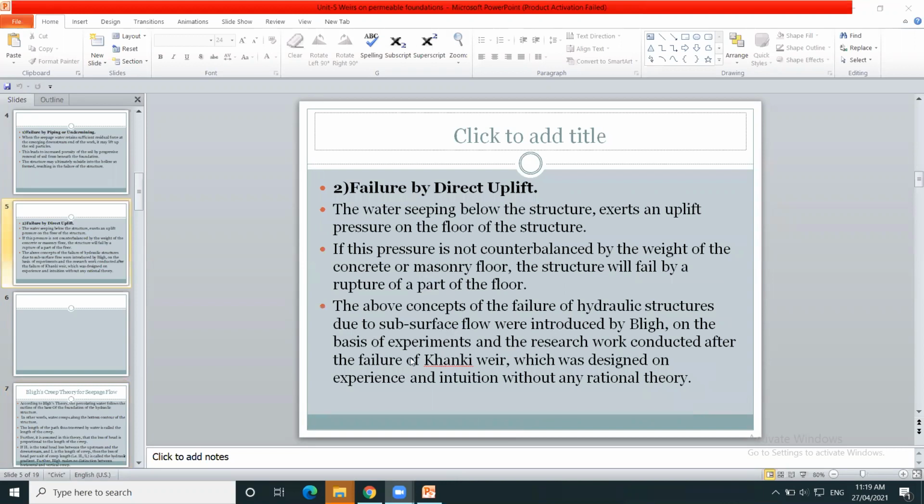This failure of hydraulic structures due to subsurface flow was studied by Bligh on the basis of experiments and research work conducted after the failure of the Khanki weir. After the failure of the Khanki weir, Bligh, the scientist, developed this Bligh's Creep theory, which was designed on experience and intuition without any rational theory.